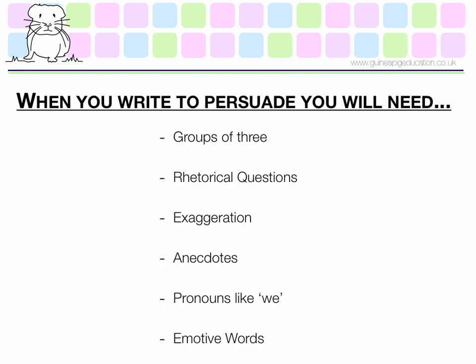So now you need to impress them. You need to impress the examiner, put in that persuasive stuff. And here are a few of the techniques they're going to be looking for, and they're going to be ticking off the marks as they see these in your writing this summer. So you need to have groups of 3 in there, rhetorical questions, exaggeration, anecdotes, pronouns like we, and emotive words. And coming up soon we'll have some examples of all those things in a piece of writing taken from the Guinea Pig Education book I referred to at the beginning of the presentation.